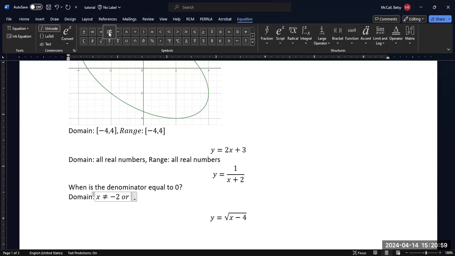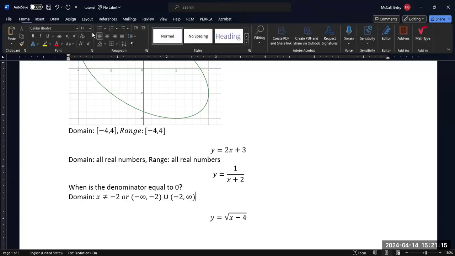Or in interval notation, I would say -infinity to -2 union -2 to infinity. So it's all real numbers except -2. Now, what about the range?